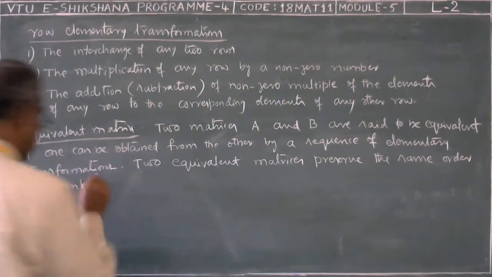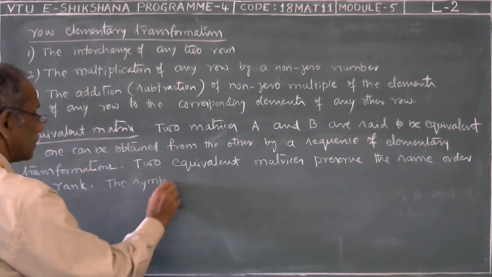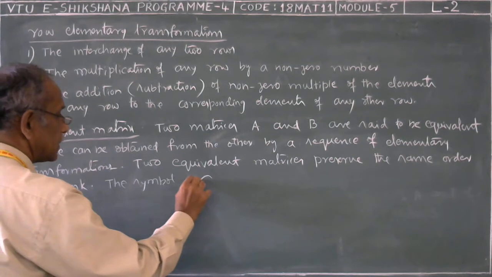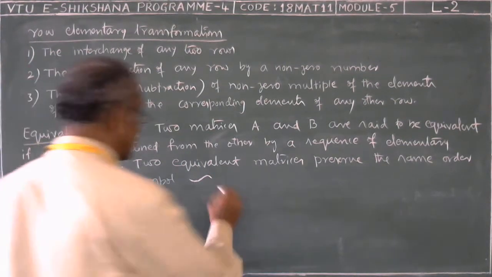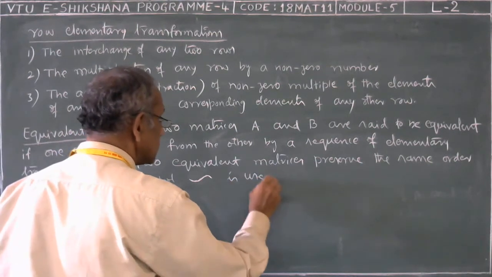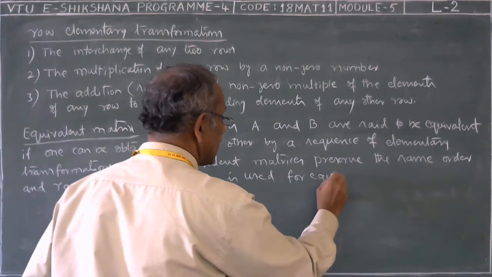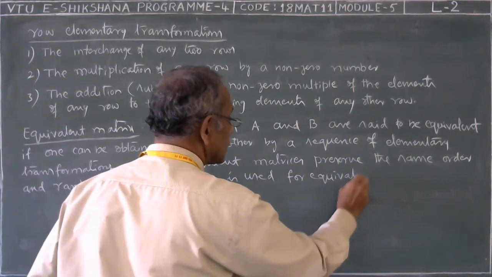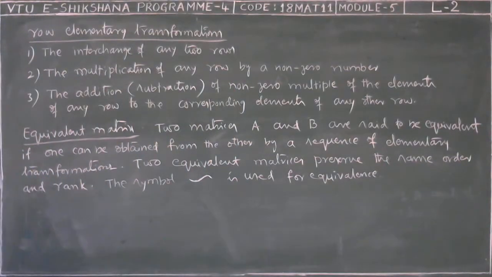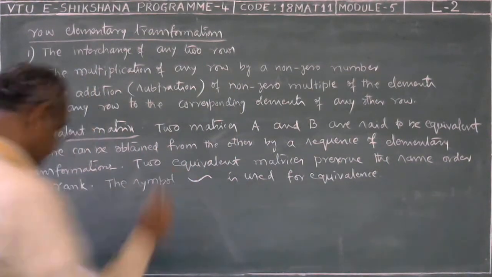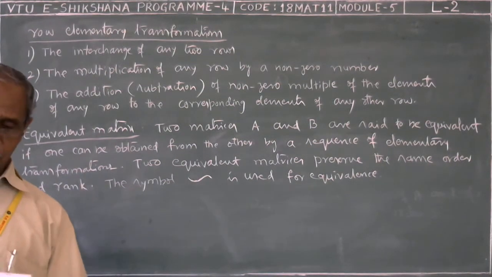The symbol tilde is used for equivalence. Now let me define echelon form, which is a very important definition.